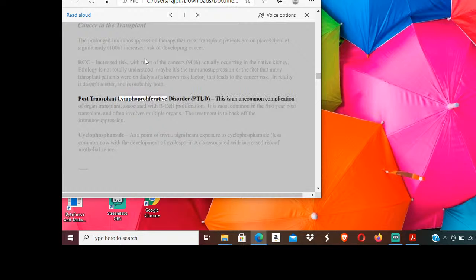Post-transplant lymphoproliferative disorder, PTLD. This is an uncommon complication of organ transplant, associated with B-cell proliferation. It is most common in the first year post-transplant, and often involves multiple organs. The treatment is to back off the immunosuppression.